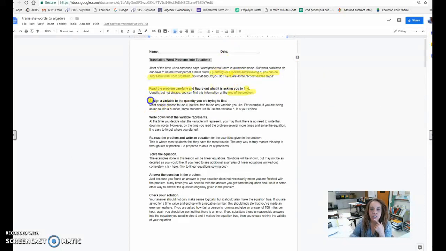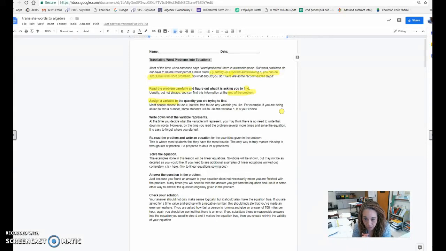The next part here is you want to assign a variable to the quantity that you're trying to find. So go ahead and highlight "assign a variable." Most people choose to use the variable x because x is very comfortable. You see it in so many math problems, but a variable can be literally any letter. X is just common. For example, if you're being asked to find a number, some people will use n. Again, it is your choice. If you're doing the Browns game versus the Tigers game, you might use a B or a T if you're solving for Browns or Tigers, sometimes trying to figure out a score.